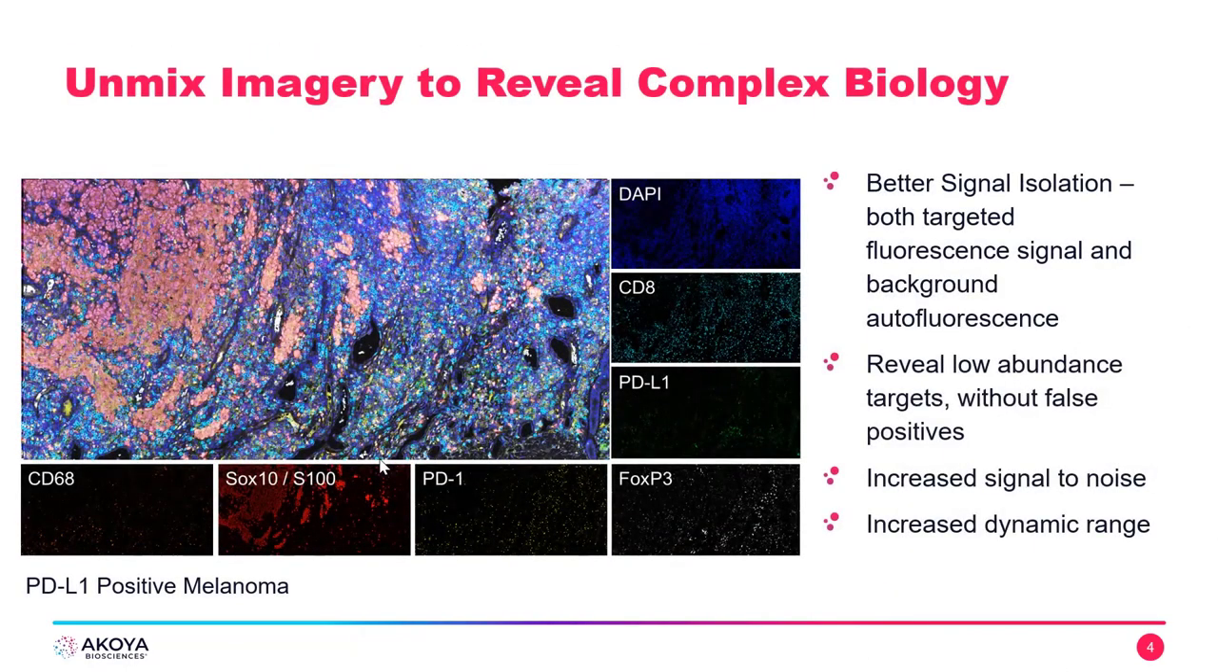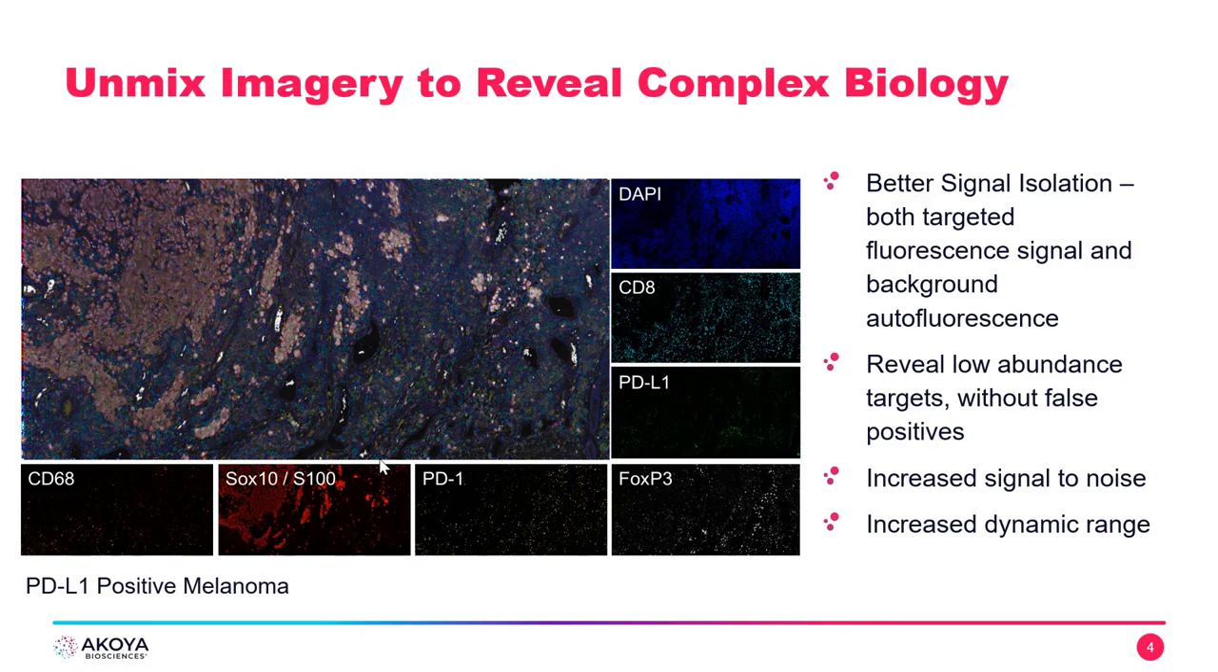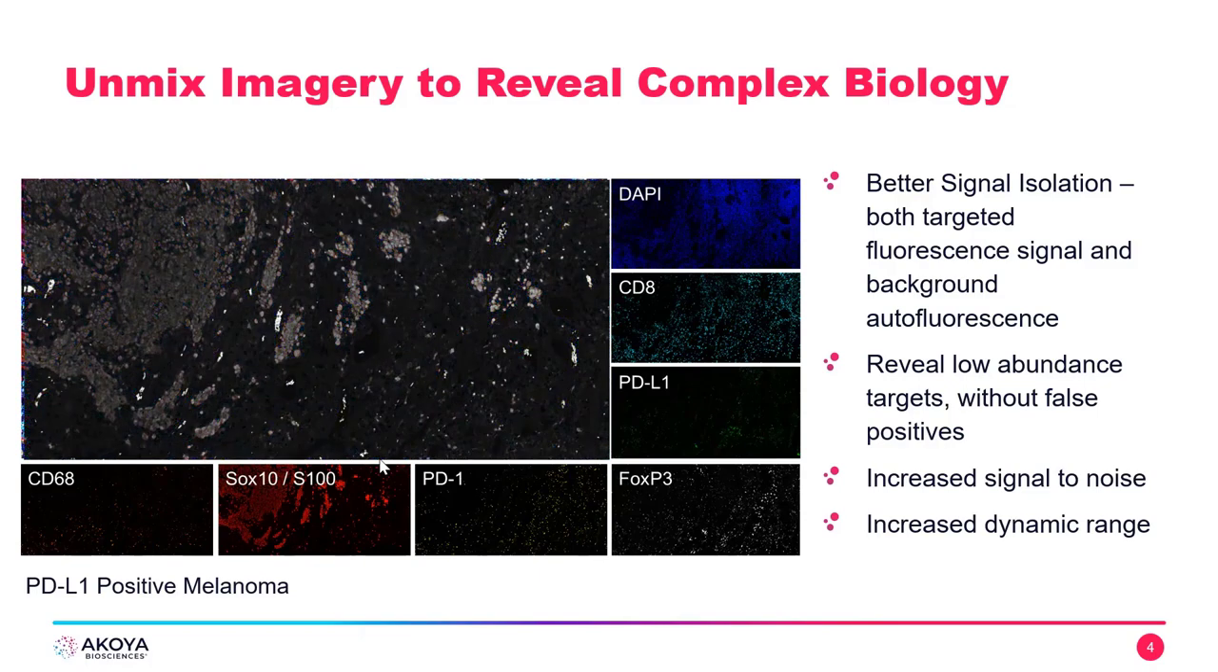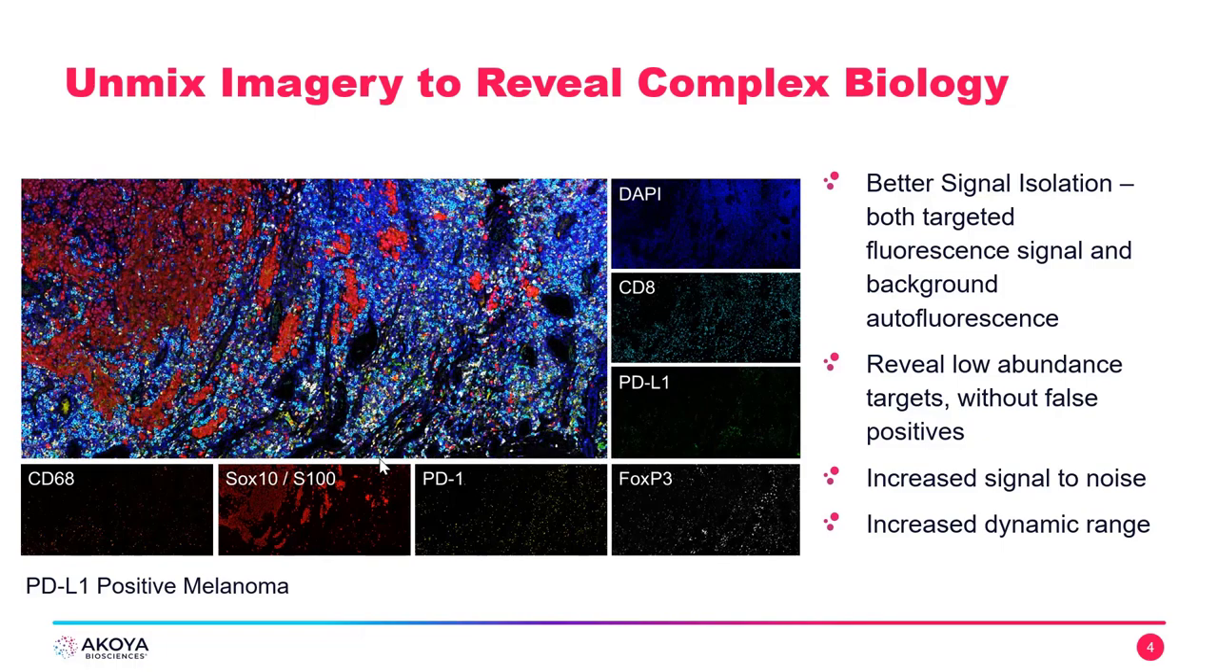This panel is showing your typical DAPI, CD8, PD-L1, FOXP3, PD-1. SOX10 is our tumor marker. You can also use cytokeratin, and then your CD68 macrophage. Right now, it's not unmixed. Here is the image of the autofluorescence where we're going to isolate this, and then we get an unmixed image you see here.